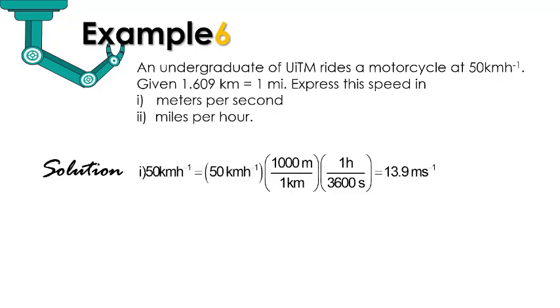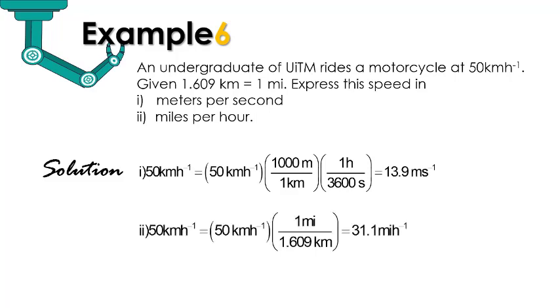Using the same method as in example 5, we require 2 conversion factors to convert the unit of kilometer per hour into meter per second to get 13.9 meter per second. For the second question, we need to convert the value into miles per hour. Please apply the methods of fraction and cancelling out the units to get this answer.